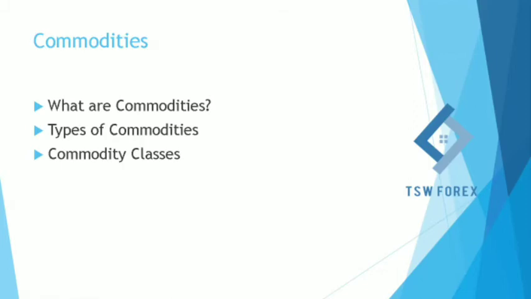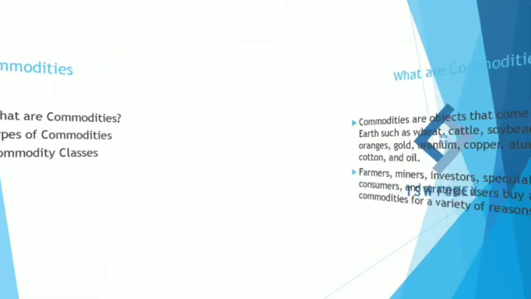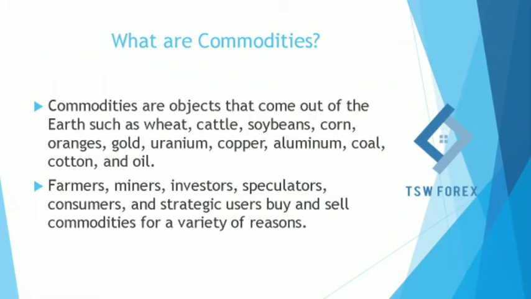Commodities. We're going to discuss what commodities are, types of commodities, and commodity classes. What are commodities? Commodities are objects that come from the earth, such as wheat, cattle, soybean, corn, oranges, gold, uranium, copper, aluminum, coal, cotton, and oil. Farmers, miners, investors, speculators, consumers, and strategic users buy and sell commodities for a variety of reasons.